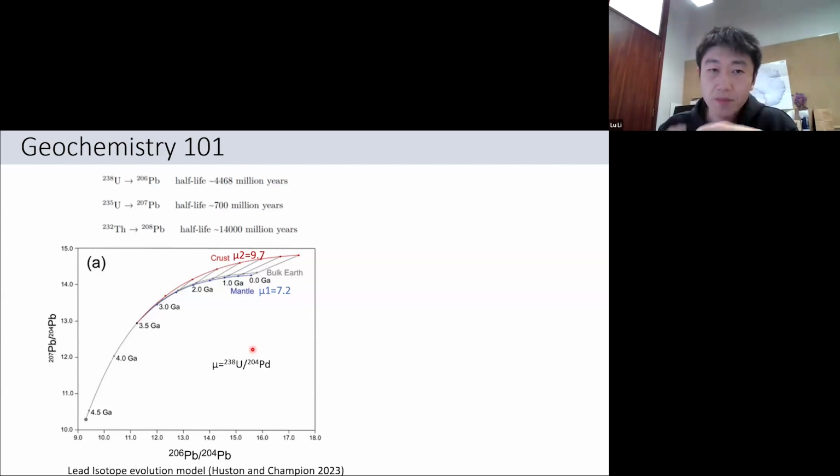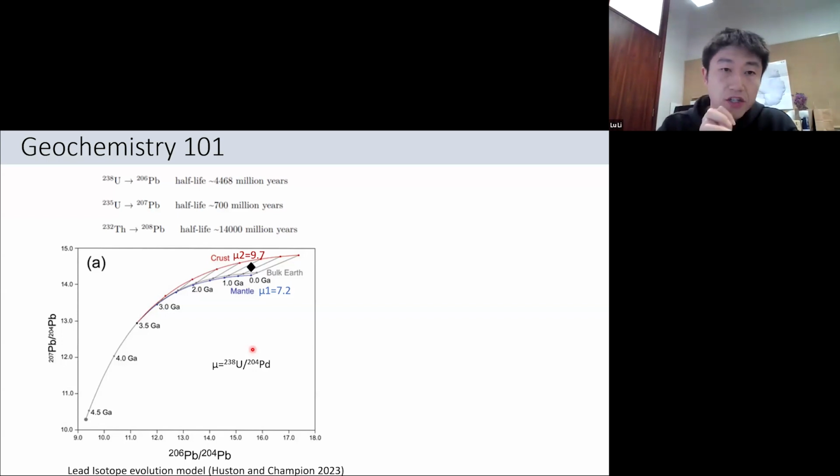The way I think about the system is more like the modern day Earth. We have this highly radiogenic material in the crust, so we basically have higher uranium in the crust and lower uranium in the mantle. So we have high mu in the crust and low mu in the mantle. And if plate tectonics happens, think about subduction, then we mix these two systems. So we start to generate some spatial distribution of this mu value.